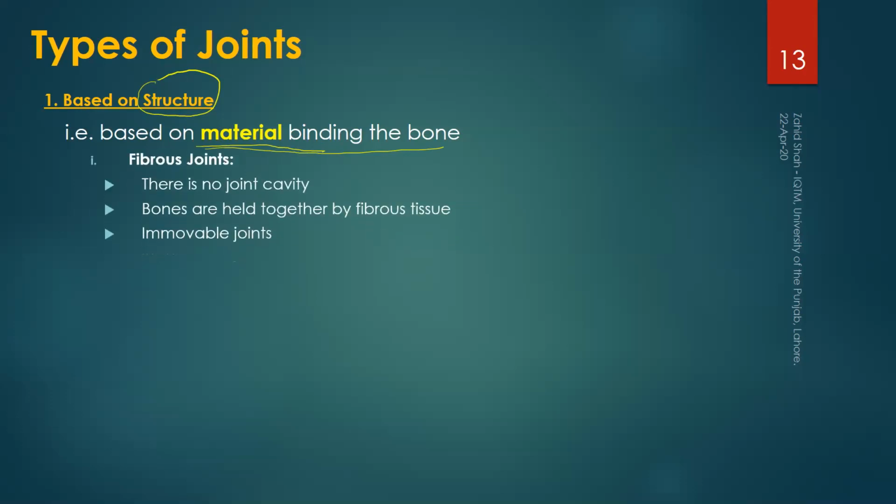First type is fibrous joints. In these joints, there is no joint cavity. Bones are held together by fibrous tissue, let's suppose some ligament. And with respect to movement, we will see later in detail that these fibrous joints are immovable joints.